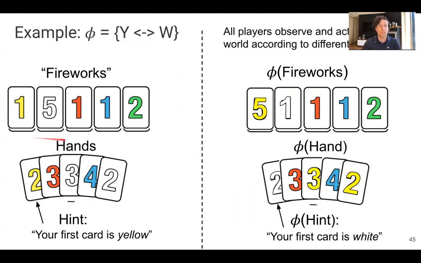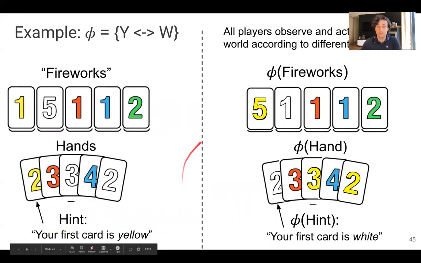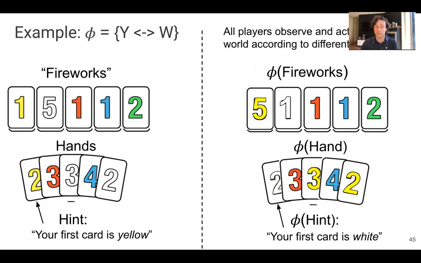My view of the world looks like this, where there's a yellow one, a white 5, and a red 1, and your hand has a yellow 2 in the first position, then I can hint to you by saying your first card is yellow. In contrast, for my teammate that lives in this permuted world, phi, the fireworks are reshuffled, because now there's a yellow 5 and a white 1. Also, the hand is reshuffled, so now the 2 is white and the 3 is yellow. But the semantics aren't changed, because if I hint your first card is white, that still hints towards the playable 2 in the first position, because we permuted the action space, the observations, and the fireworks.